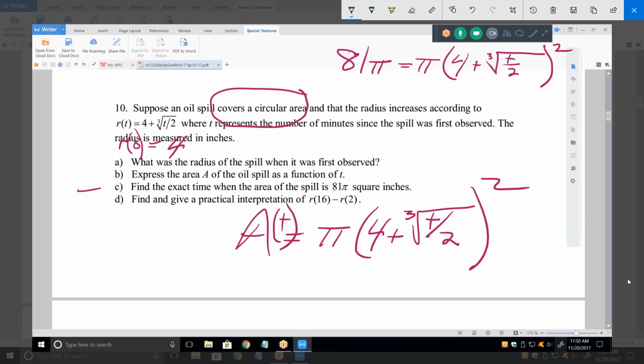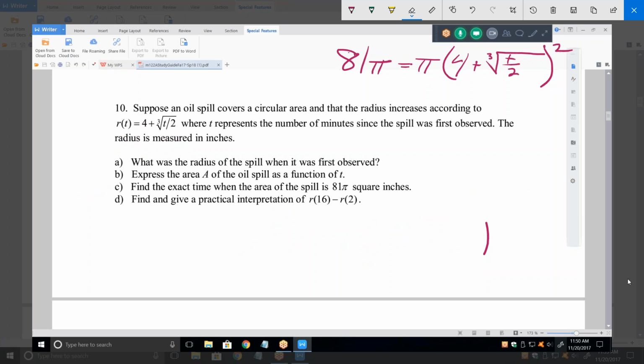How do I solve that? What's the first step? Divide by pi to both sides. Correct. That gets rid of the pi. In other words, it turns the pi into 1. Okay, what's the next step? Take the square root of both sides.